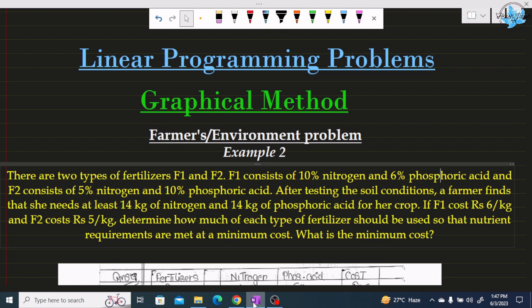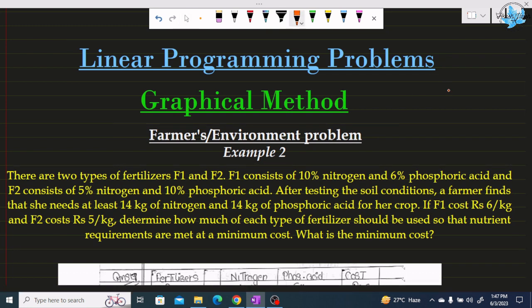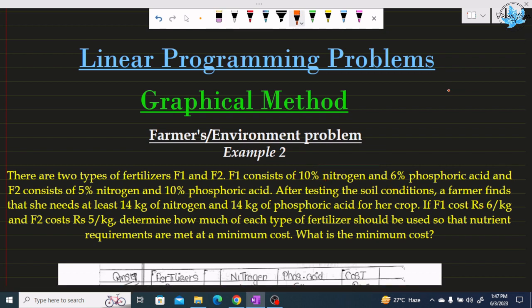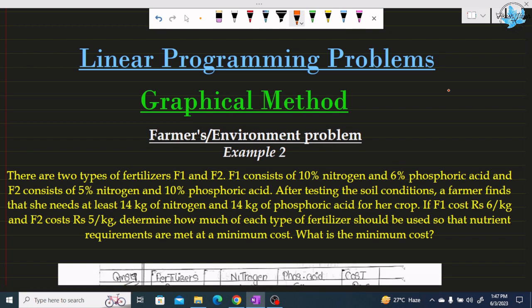So let's start. The question is saying that there are two types of fertilizer, F1 and F2. The nutrients contained in F1 and F2 are given to you. Suppose F1 contains 10% nitrogen and 6% phosphoric acid, and F2 consists of 5% nitrogen and 10% phosphoric acid. After testing the soil condition, the farmer finds that he or she needs at least 14 kg nitrogen and 14 kg phosphoric acid. It means they need a minimum of 14 kg, or they can also use more than 14 kg.